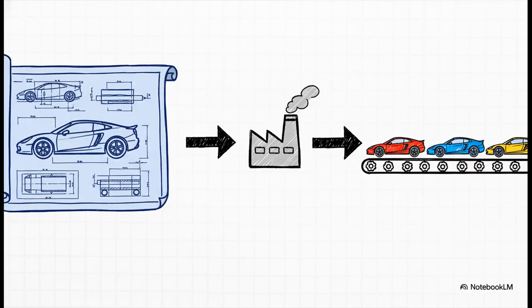Let's think about it this way. The engineers at a car factory have this super detailed blueprint. That's the class. Now, from that one blueprint, they can make thousands of individual cars, and those are the objects. Each car is its own unique thing, but they all come from that same fundamental design, the same class.